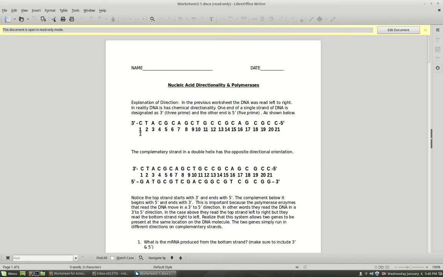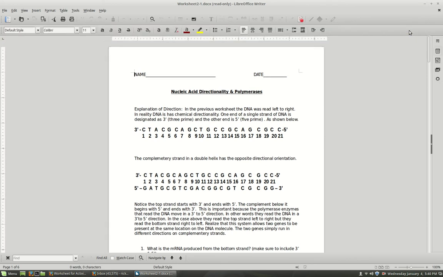So first, here we have nucleic acid directionality and polymerases. Essentially what we're going to do here is more or less define a gene, though really the concept of a gene has changed over the years. The way I'm describing it here is not necessarily the way that a more advanced molecular biology course or evolutionary biology course might define a gene.